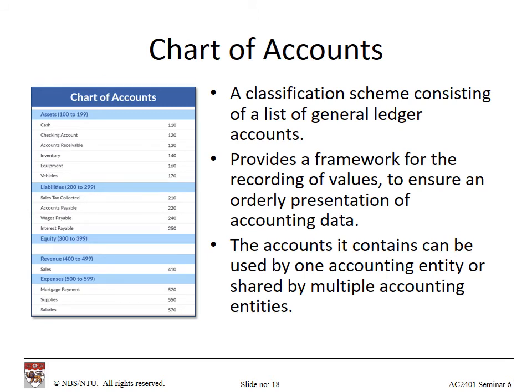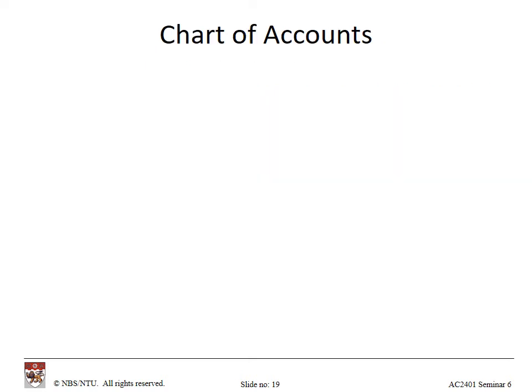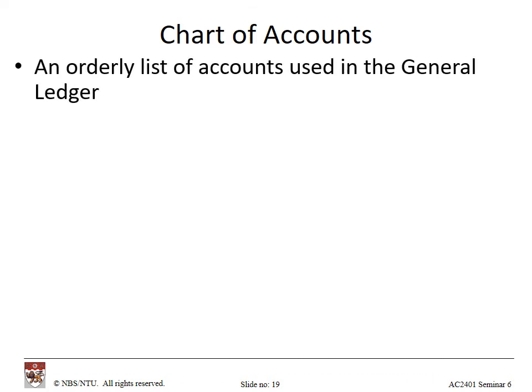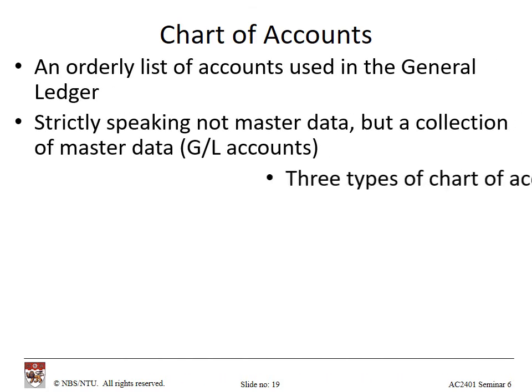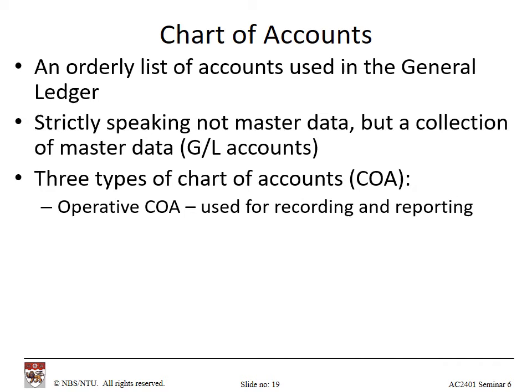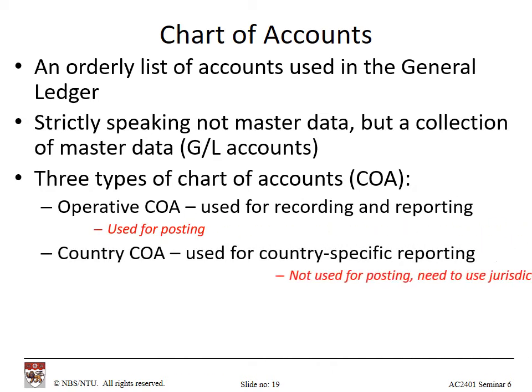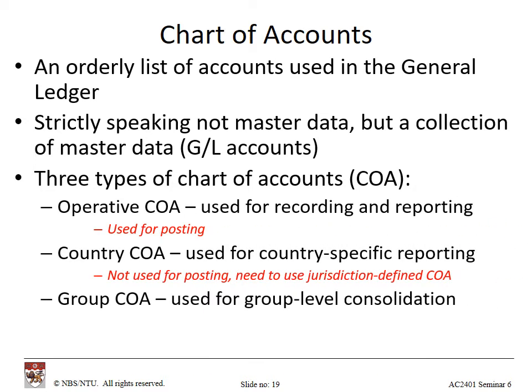We have defined the chart of accounts, which is essentially a listing of accounts in the general ledger that provides the structure for financial reporting. There are three types of charts of accounts, namely the operative, country, and group COA. Each one of these has its own purpose or role.